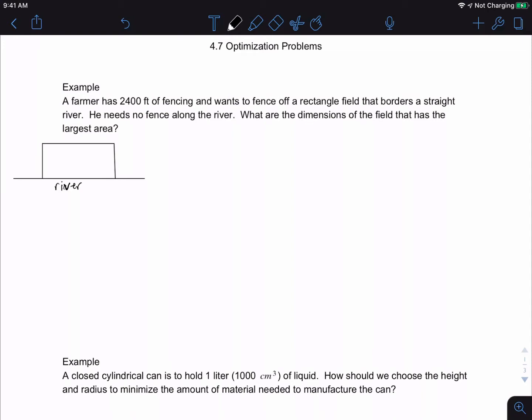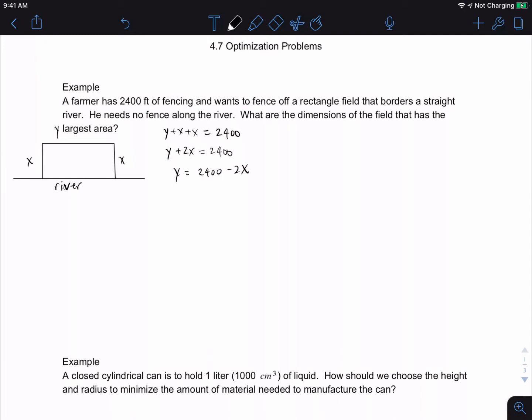And so the way I'm going to do it is I'm going to say, all right, this is X, and we'll call this side Y, okay? So that long side is Y. And so I know that Y plus 2X is equal to 2,400 feet of fencing. So then Y is equal to 2,400 minus 2X, right? The key to this problem is that's the perimeter.